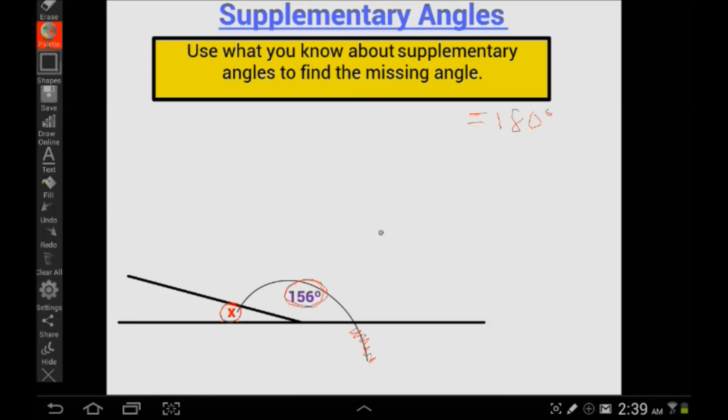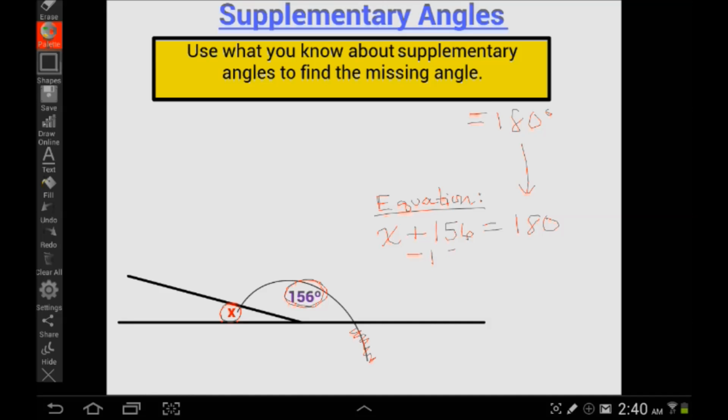So to set this up, again, we're going to set up an equation, x plus 156 degrees equals, and what do supplementary angles add up to? They add up to 180. So there's our basic equation. So like I said, be prepared to set up an equation for these kind of problems. I know you're thinking, I can just do 180 minus 156 and be done with it. But the more you practice this, the better you're going to get at it.